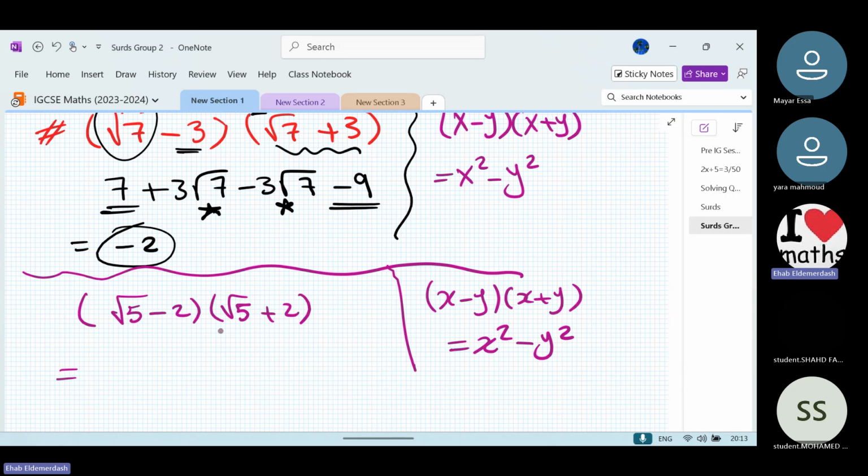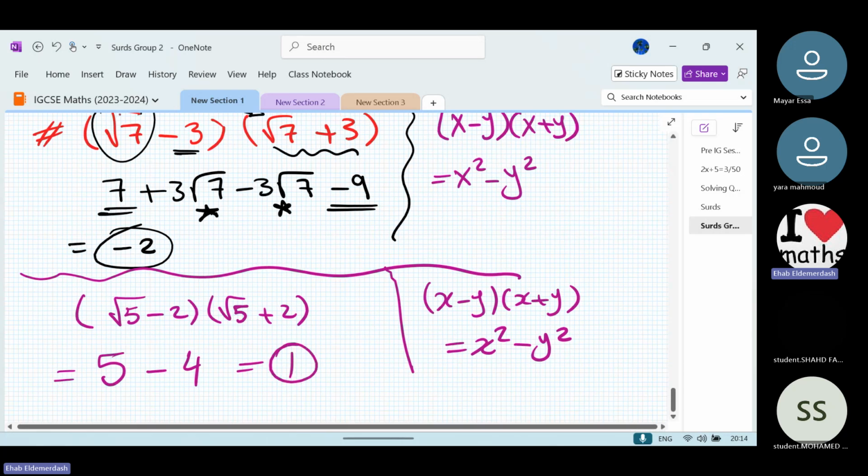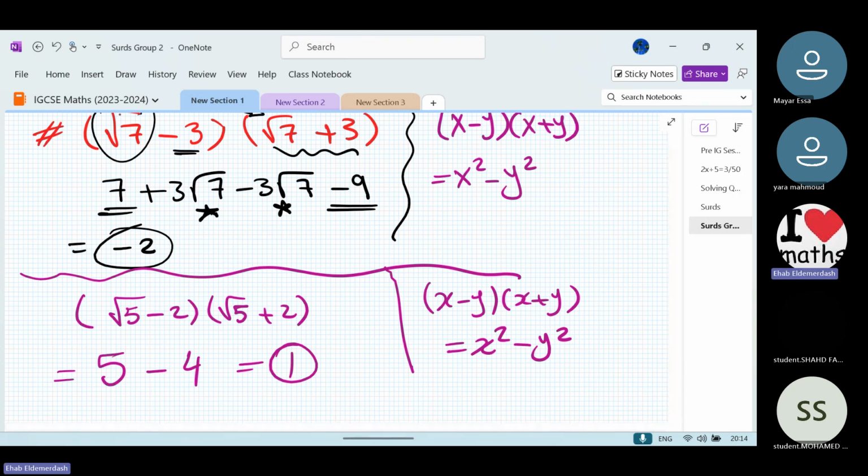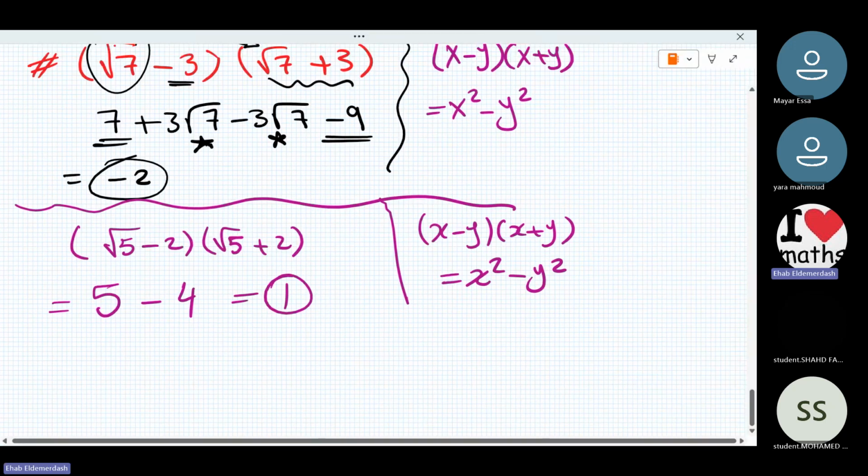Have a look at this one. Root 5 and root 5 will give me 5. Minus second with second, 2 with 2, gives me 4. 5 minus 4 is equal to how much? 1. This is hard, right? So here we got the answer to the question.